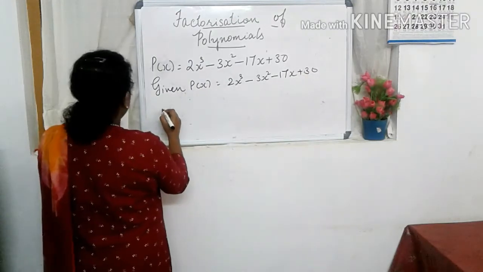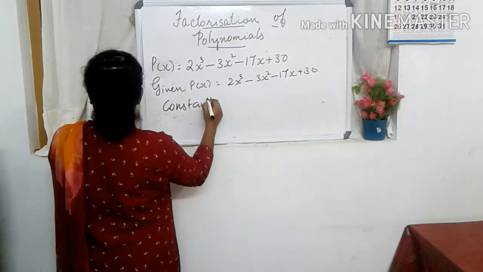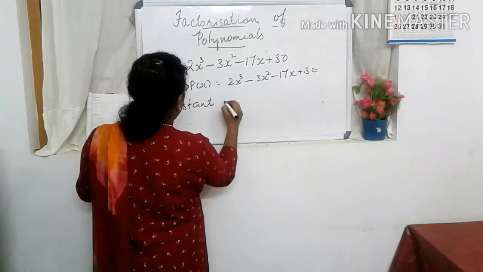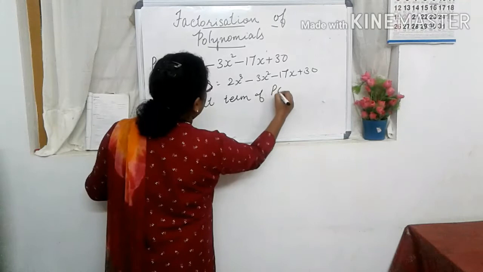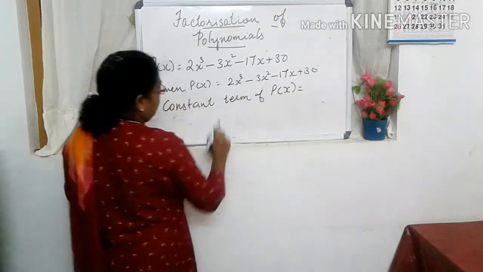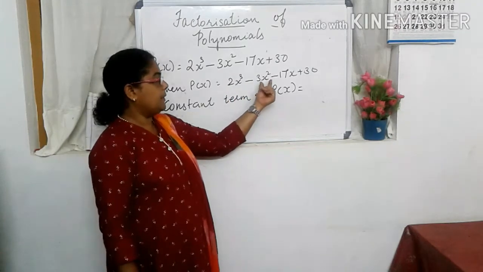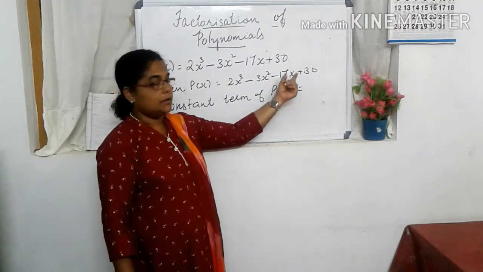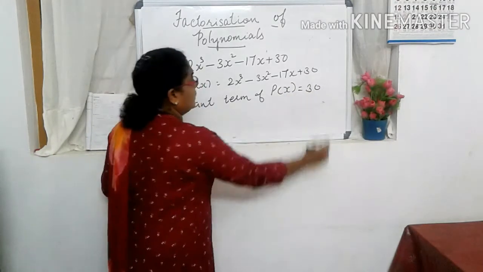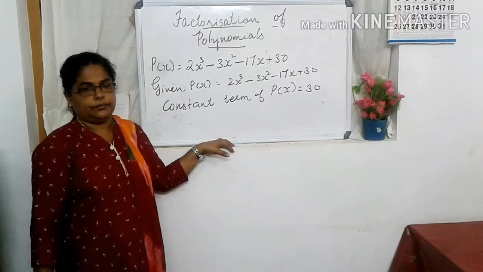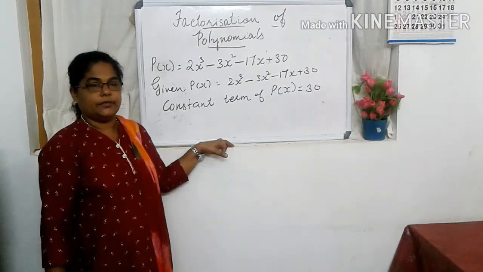Now, the constant term of p of x. Which is the constant term here? Here we have the coefficients of x power 3, x power 2, and x. So this is the constant term. Now we have to find all factors of 30 first.